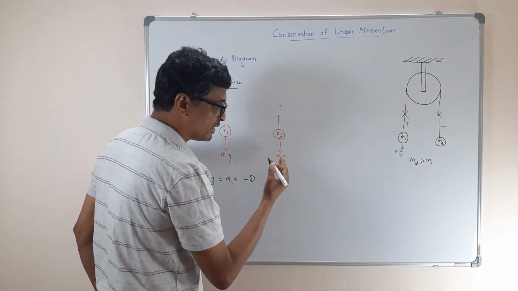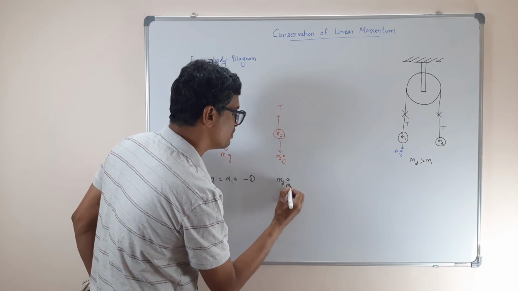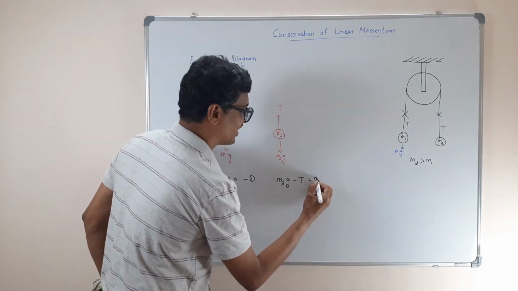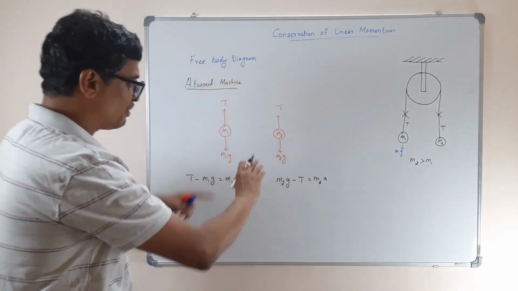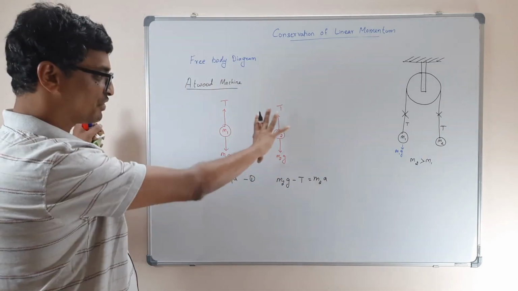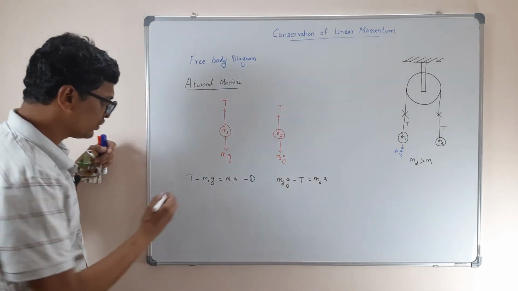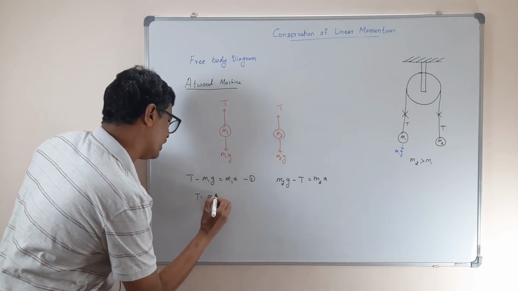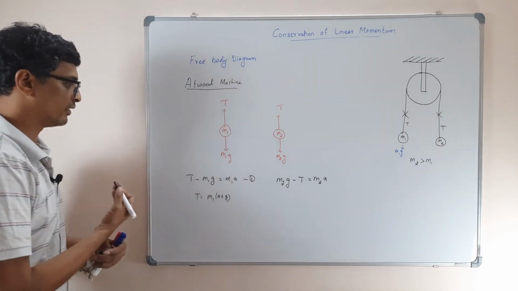Here, which will be larger? M2G. So M2G minus T will be M2 into acceleration, because M2 is moving down, right? We don't have to bother about the others. Just take only these two. Equate the T. So what happens? From here, T is equal to what? M1 times A plus G. Already we got the earlier answer.